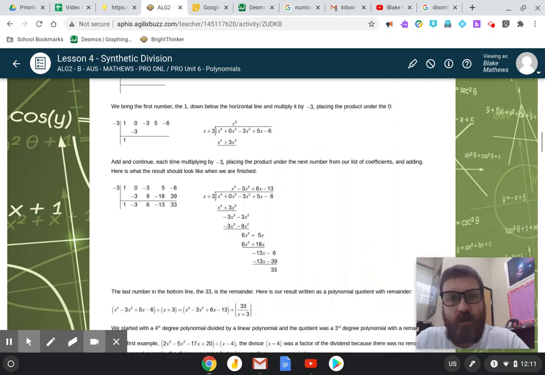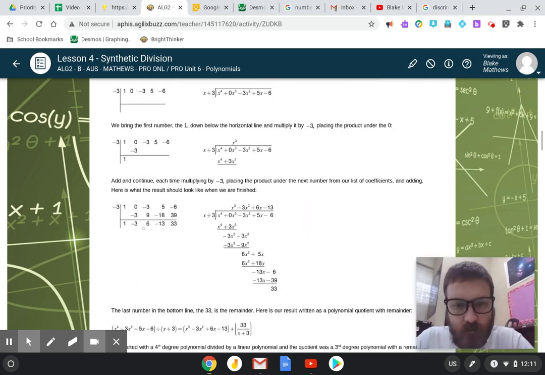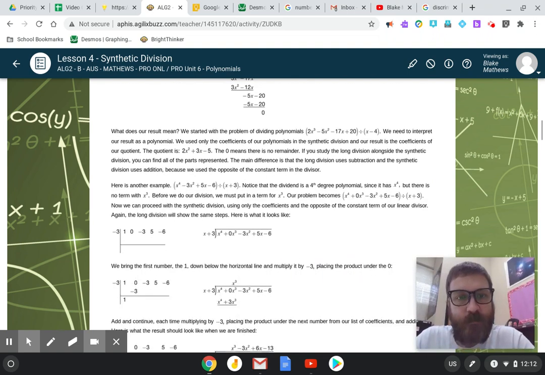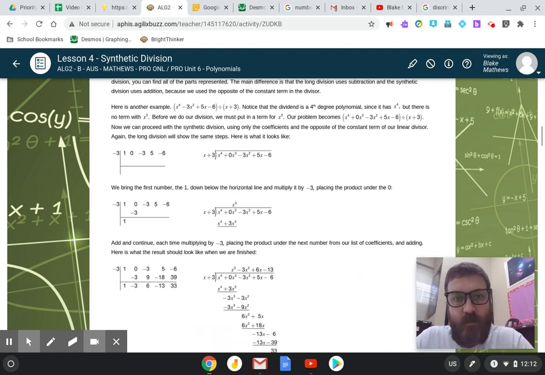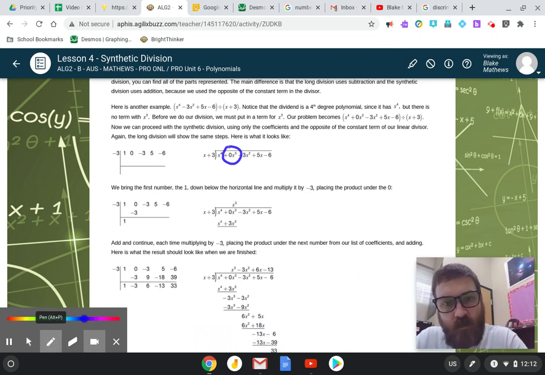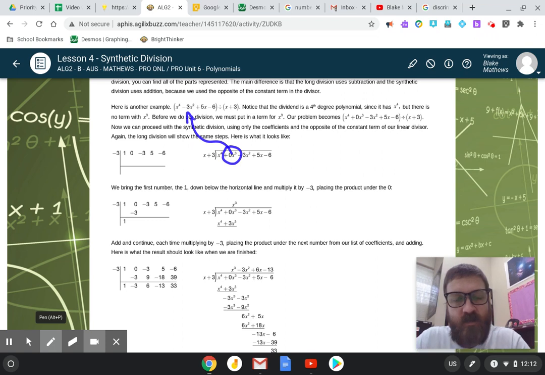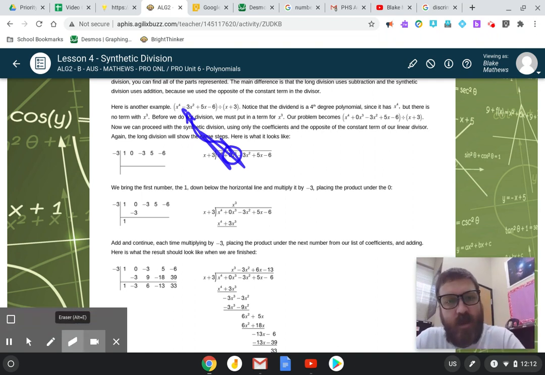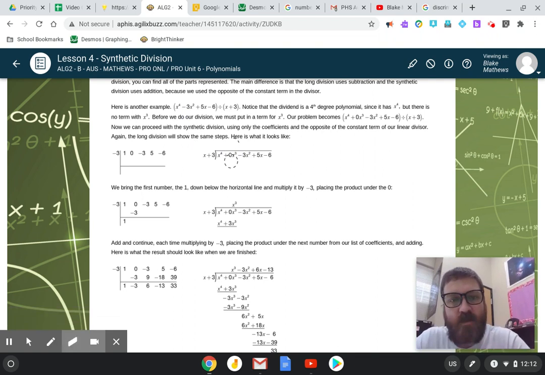See if they have any more that I can do here. Okay. Perfect. This is a great example. Right here. X to the fourth plus 0x to the third minus 3x squared plus 5x minus 6. Now, in the original problem, there was no term for this. If you look up here, it wasn't there. So anytime there is a missing x, like if it goes from x to the fourth to x squared, when you write their actual problem, you actually need to go in and add that term.